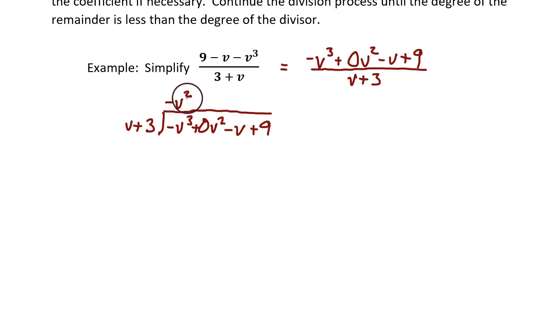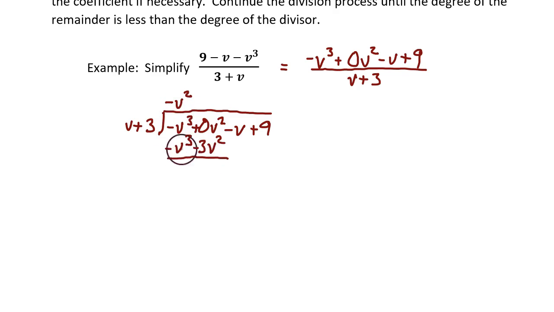Then multiply that to the divisor out here and write down the answer underneath. Negative v squared times v is negative v cubed. Negative v squared times 3 is negative 3v squared. You can check that you're getting the correct answer up above because the term you get here must be identical to the one right above. If they are not exactly the same, you did not find the correct value here.